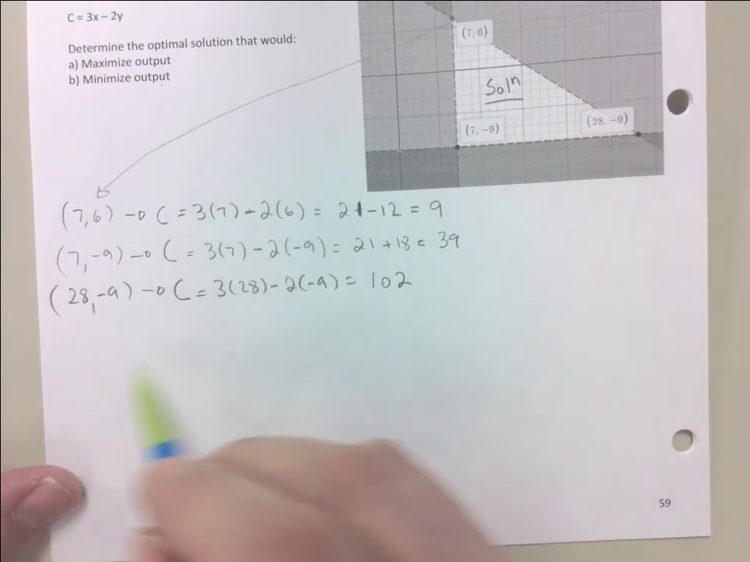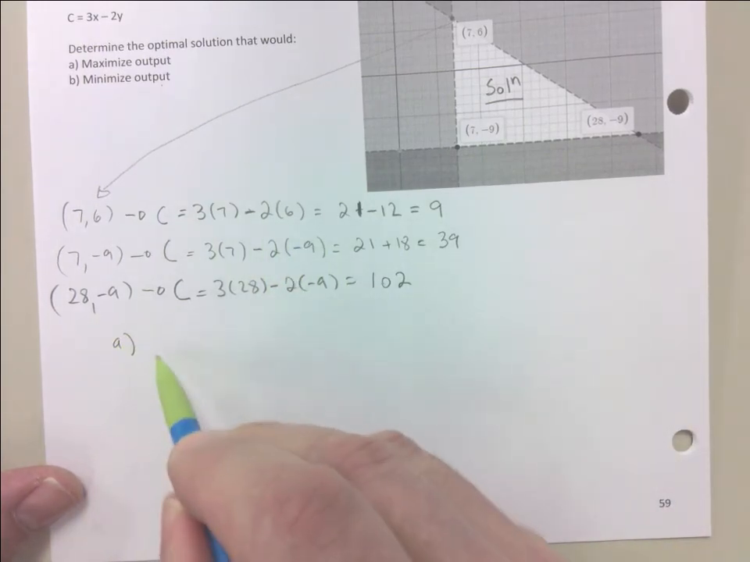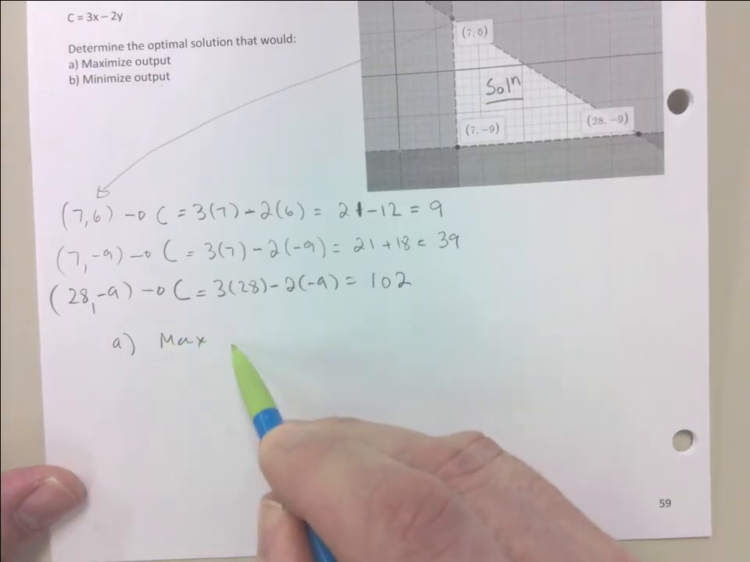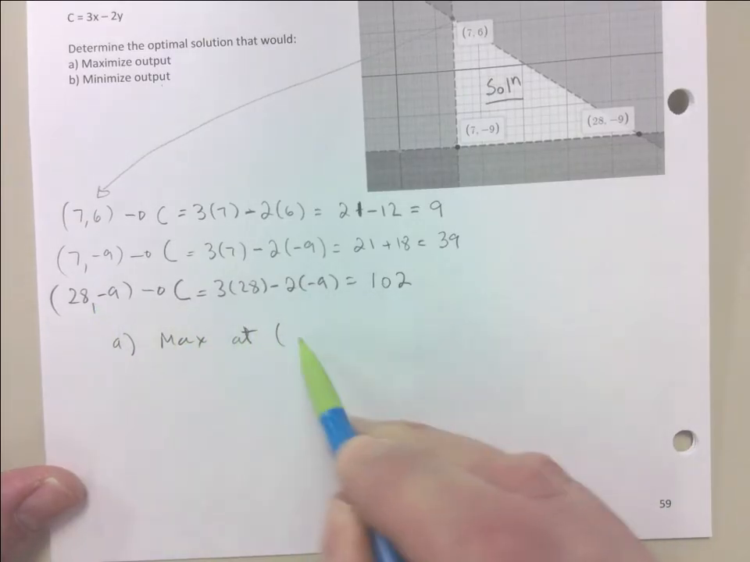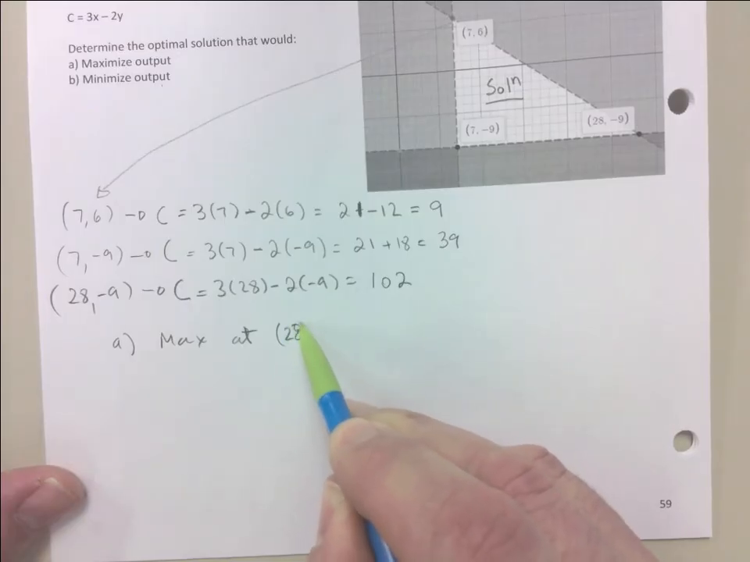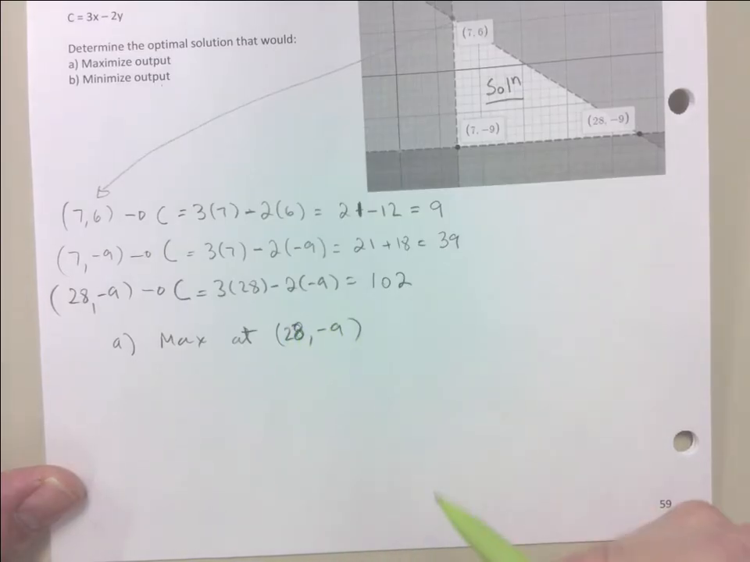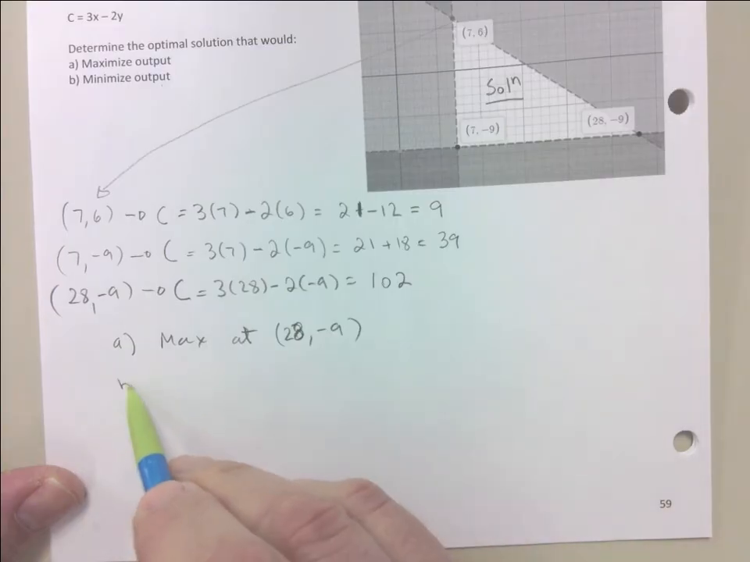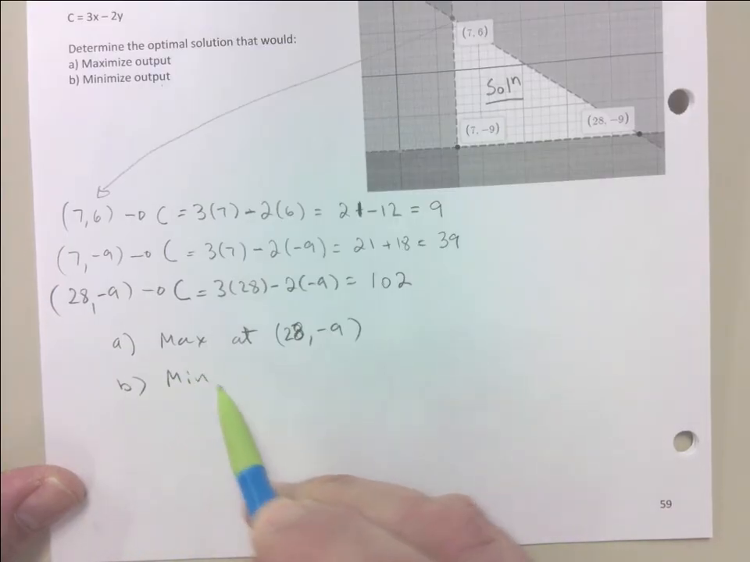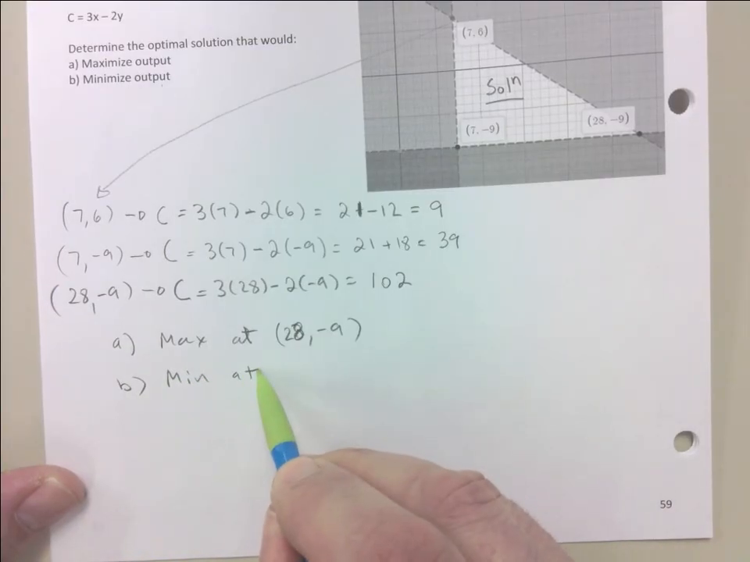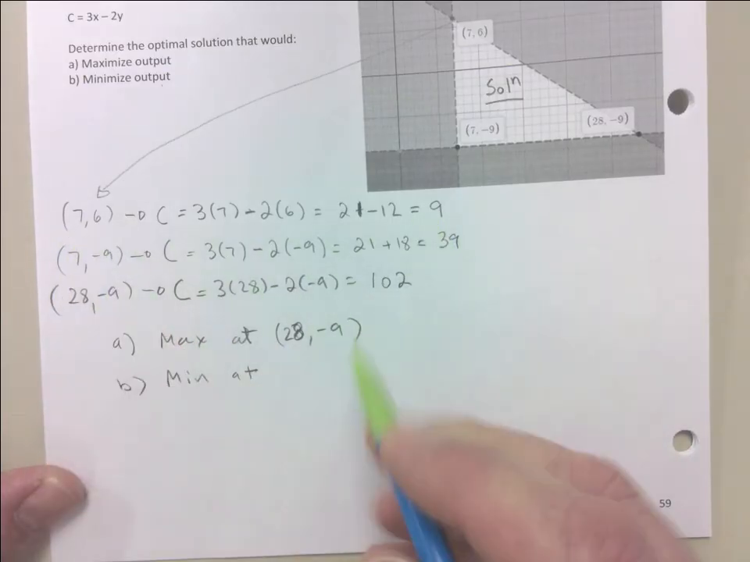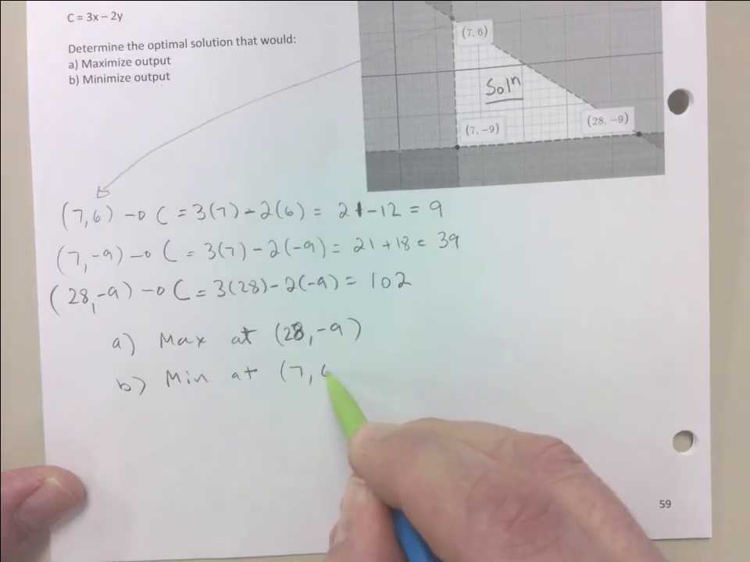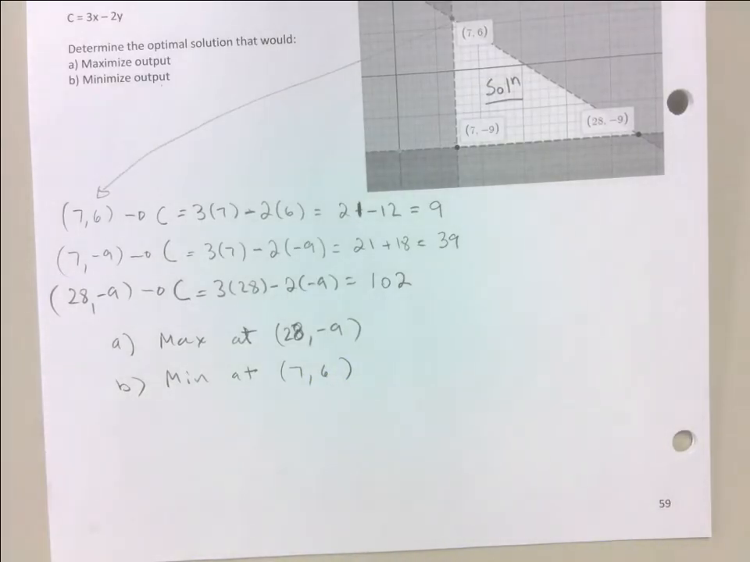So the question may ask you for the maximum. A, the maximum is at 28, negative 9. B, the minimum is at, which one gave us the lowest output? It would be 7, 6.